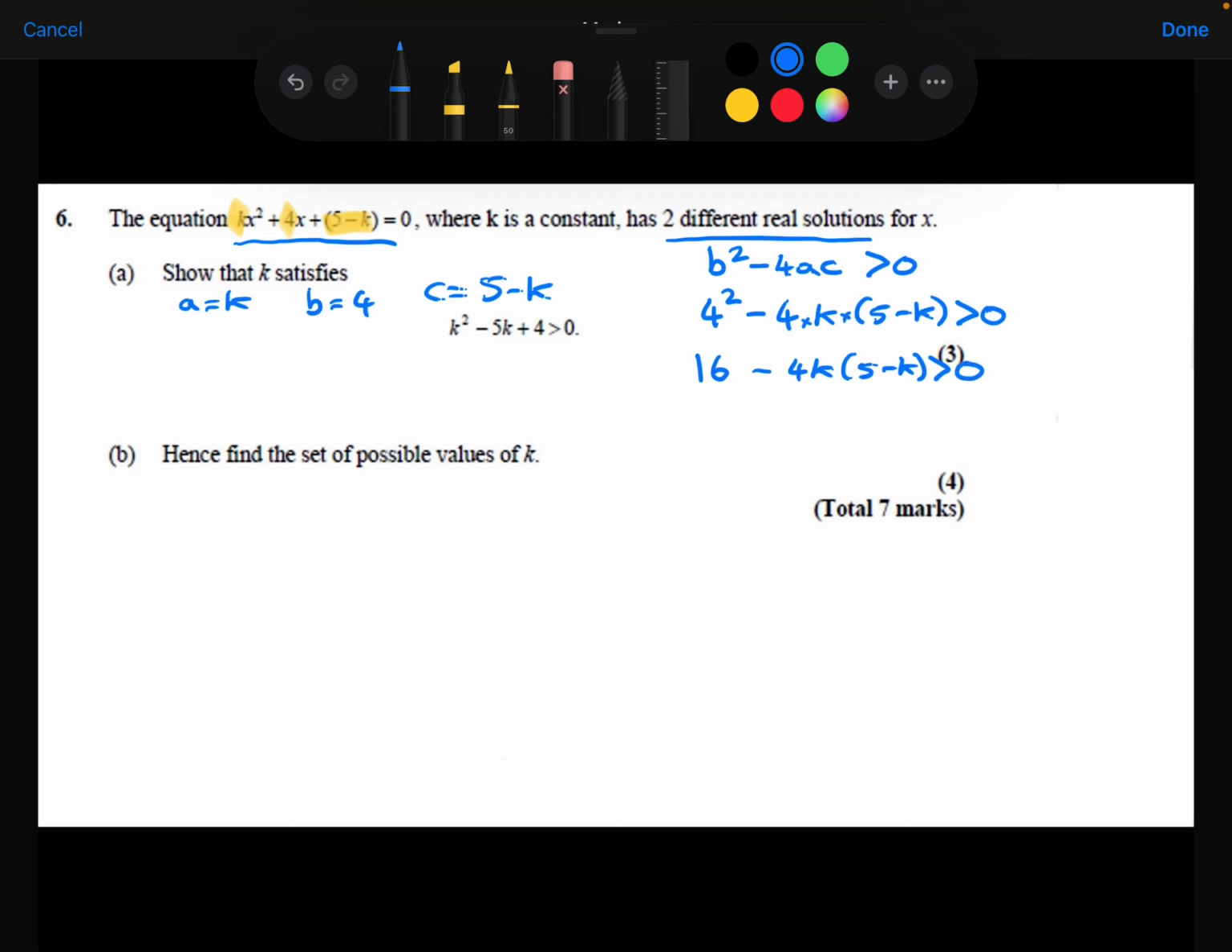Now let's expand those brackets. So we've got minus 4k times 5 is minus 20k. And then we've also got the minus 4k times the minus k, which is plus 4k squared. I prefer to have the 4k squared at the front, so I'm just going to rewrite this as 4k squared minus 20k plus 16, just swapping those terms around. And then I notice that I can divide everything through by 4. And that is the result that we needed to show.